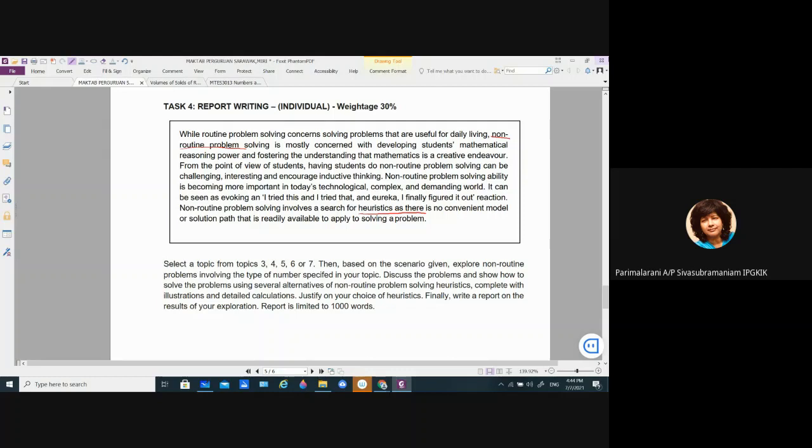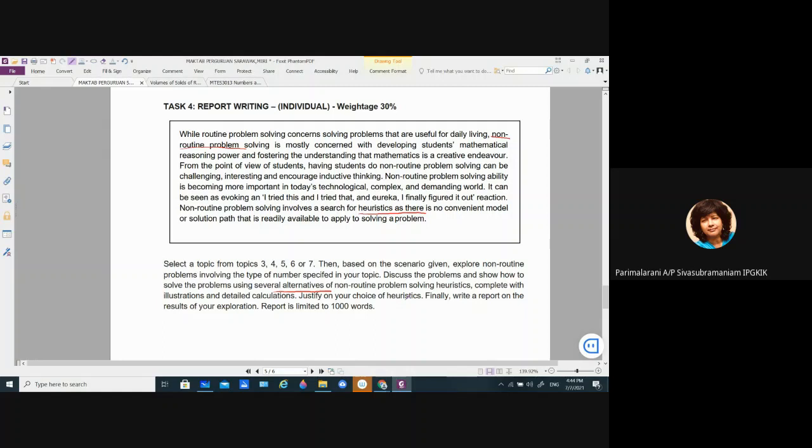Discuss the problems and show how to solve the problem using several alternatives of non-routine problem-solving heuristics, complete with illustrations and detailed calculations. Because these non-routine problems are all on mathematics topics, it will involve calculation. When you solve these non-routine problems, you have to solve using more than one method. That's why we say alternatives. You have to solve using more than one method.